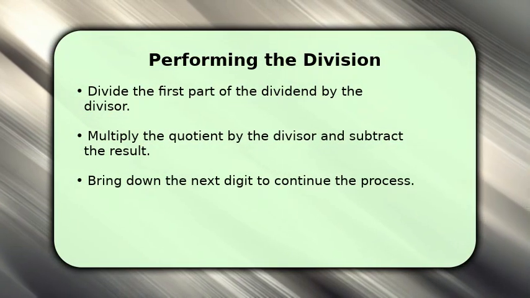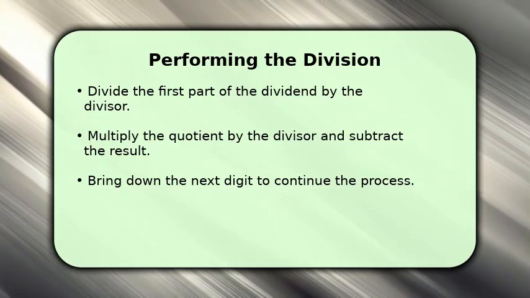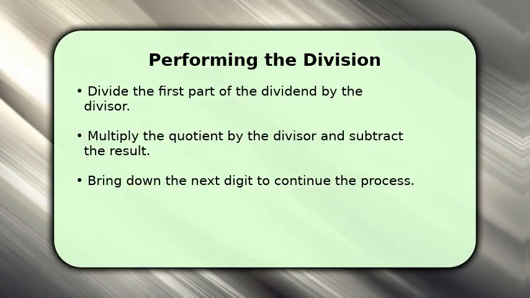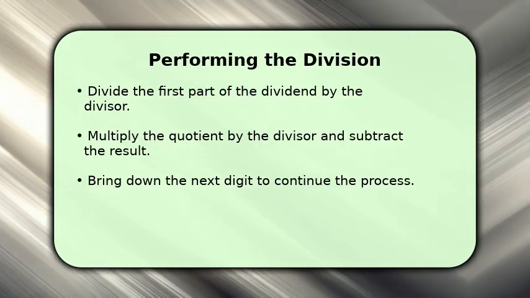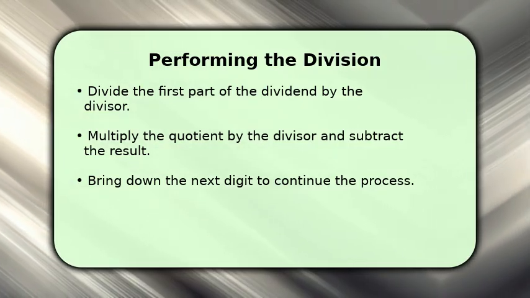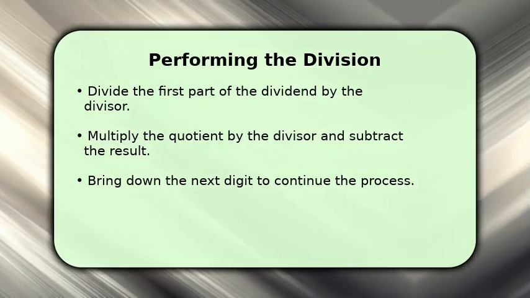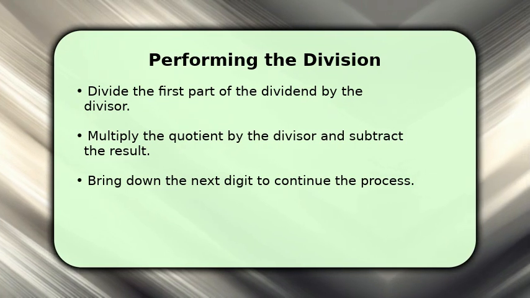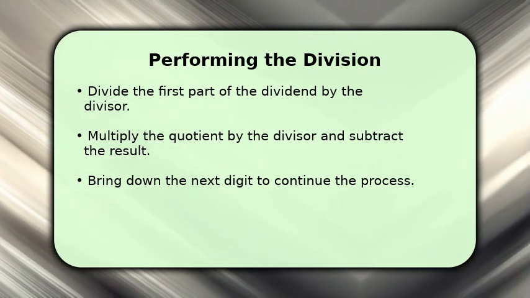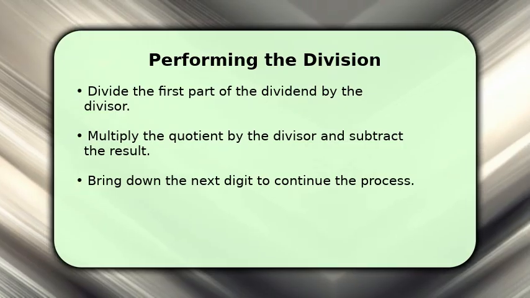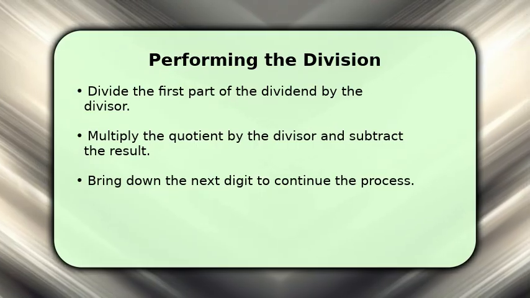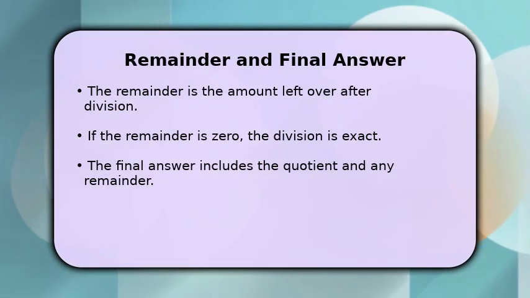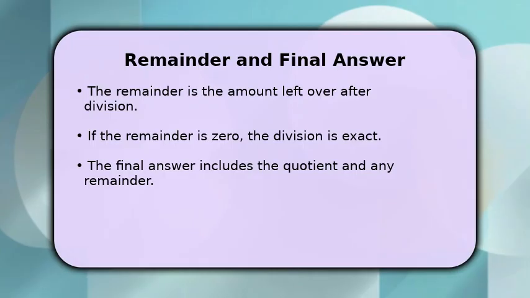Now, let's perform the division. Begin by dividing the first digit or first few digits of the dividend by the divisor. Write the result, your quotient, above the dividend. Next, multiply that quotient by the divisor and write the product below the dividend. Subtract this product, then bring down the next digit from the dividend to form a new number and repeat the entire process.